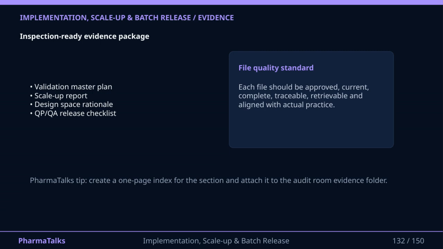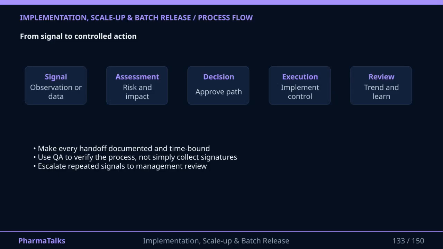Here, we are looking at the complete process flow from receiving a signal to taking a controlled action in implementation, scale-up, and batch release. It all starts with a signal, which could be an observation or data point that indicates something noteworthy. Next, we move to assessment, where the risk and impact of the signal are carefully evaluated. Based on this assessment, a decision is made to either approve a path forward or take corrective action. Then comes execution, where the approved control is implemented effectively. Lastly, the process includes a review stage focusing on trends and learning from the data to improve future responses.